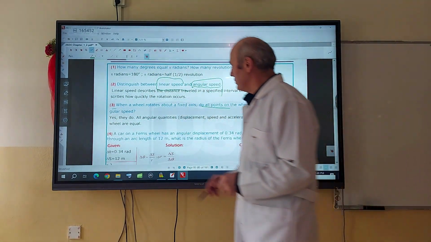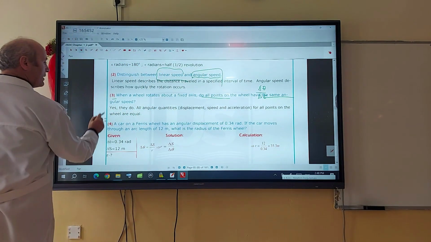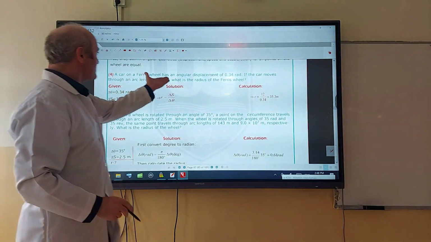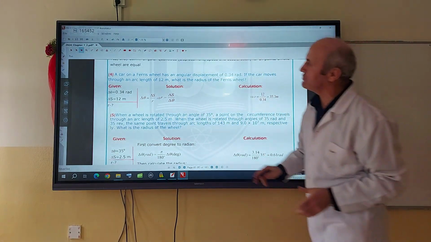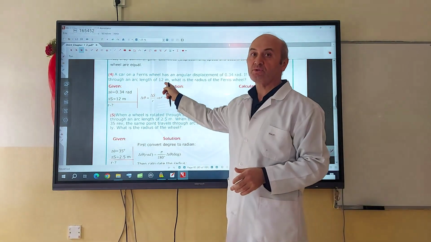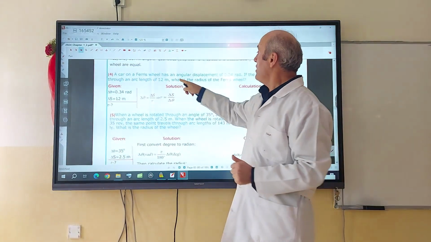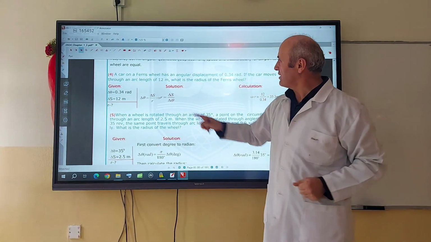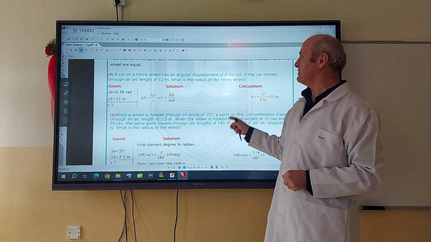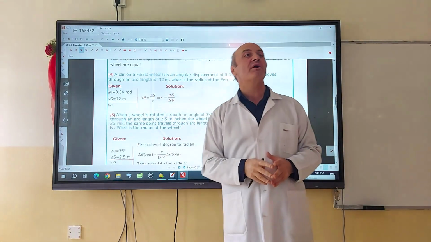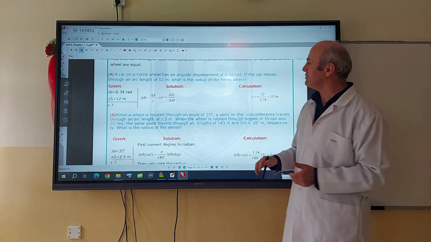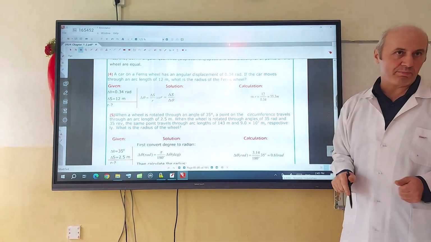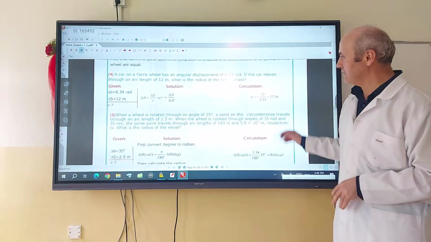And question number 4. A car on a Ferris wheel has an angular displacement of 0.34 radian. If the car moves through an arc length of 12 meters, so the car is in circular motion, and the arc length, the distance traveled by the car, is 12 meters, what is the radius of the Ferris wheel? Of course, we use the angular displacement and arc length relation. Delta theta is equal to delta s over r, then r is equal to delta s over delta theta. Answer is 25.3. It's an easy one.